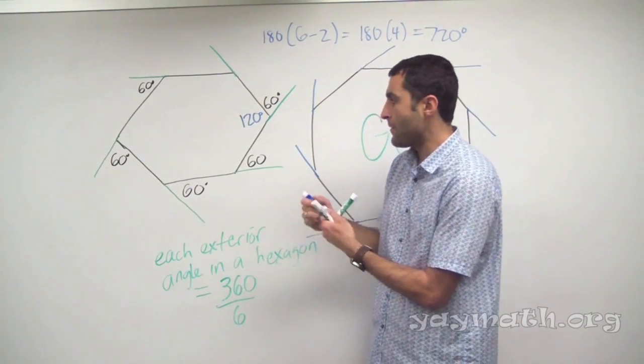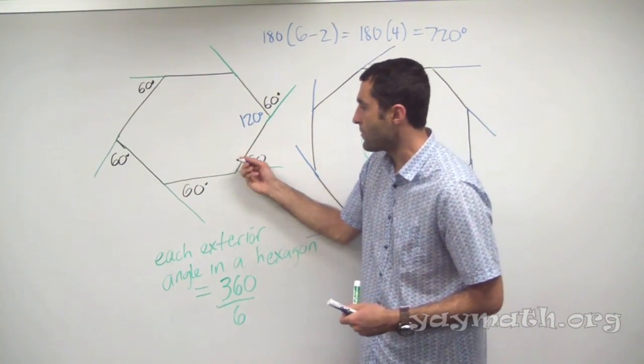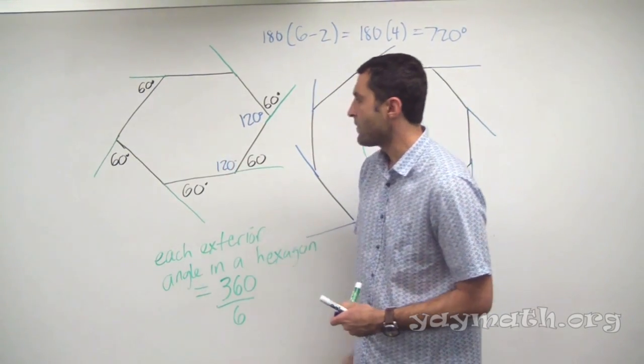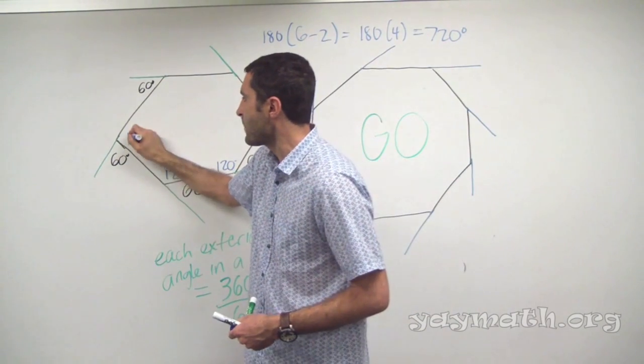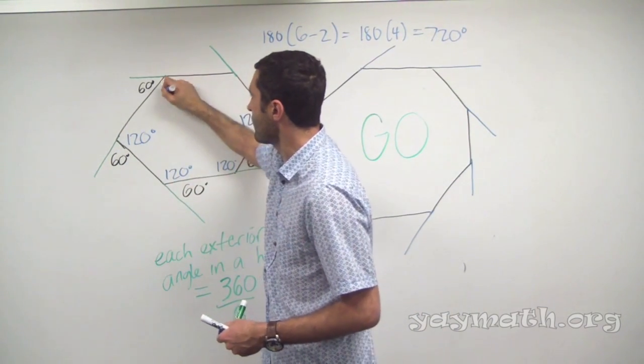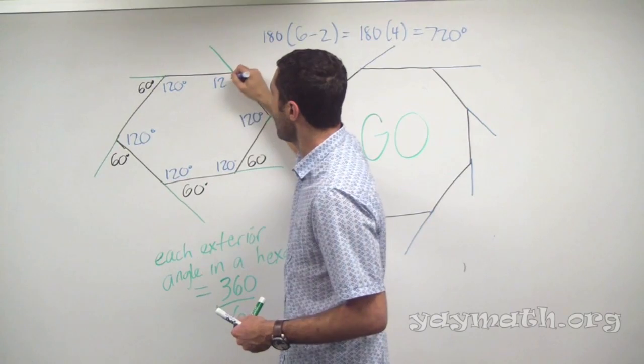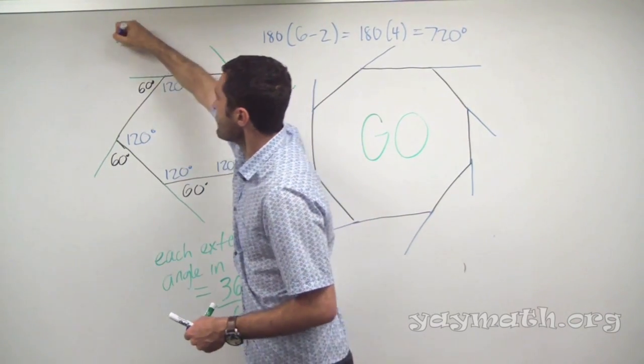Adding them together, my bad. How much is this? You're right, both 120. They're all 120. How many 120s? 6. 3, 4, 5, 6. Very good. And that equals 720. 120 times 6 is 720.